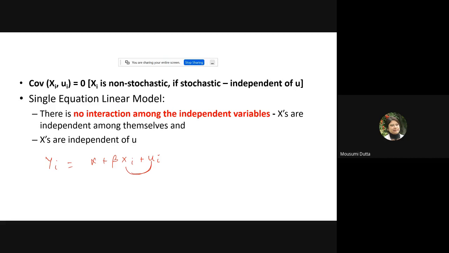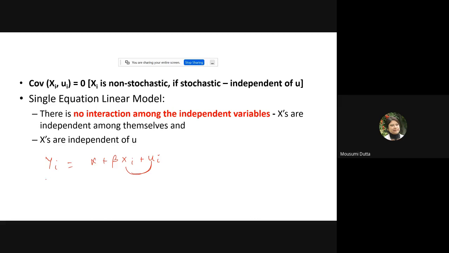Single equation linear model indicates there is no interaction among the independent variables. X's are independent among themselves, and the second point is X's are independent of U. I have generally written this slide, and for that matter, the first issue is coming. Here we are concentrating on a very simple framework where there is one explanatory variable only, xi.